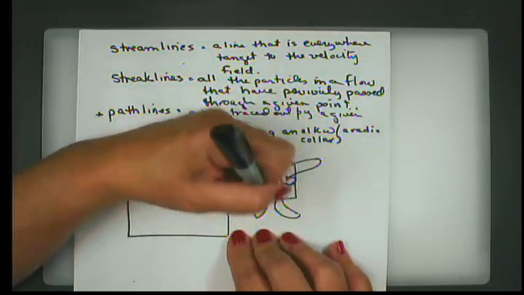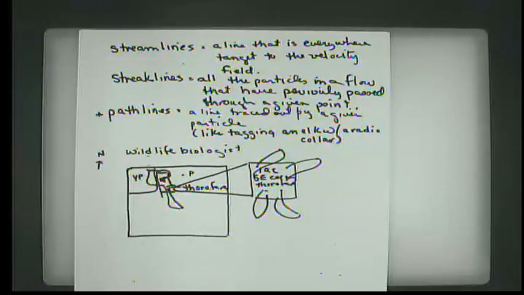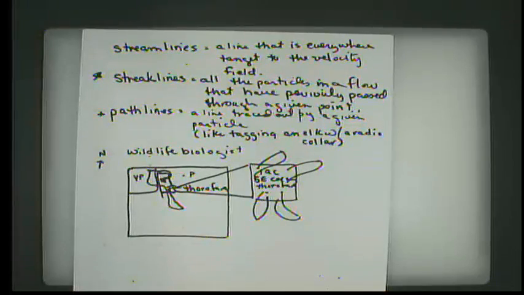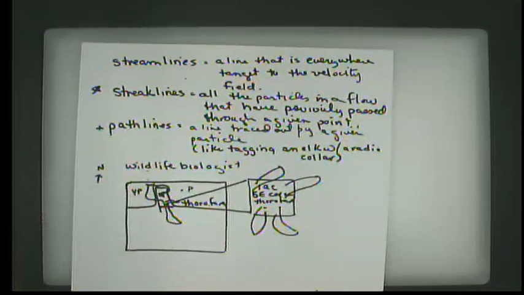So this is quite a bit more complicated, isn't it? Or it could be nothing. Maybe no elk passed through that corner. So our streak lines could be nothing, or our streak lines could be extremely complicated. And then let's talk about streamlines.